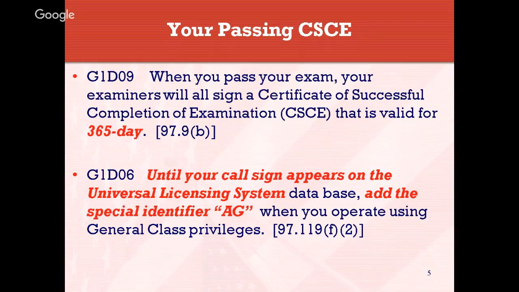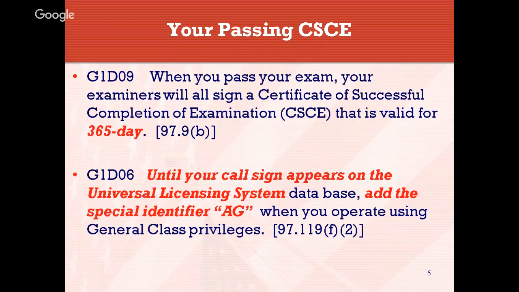Again, this follows along in your book. It's a tremendous help if you follow along with this in your book, because the answers are going to be right there anyway. So anyhow, when you pass your exam, your examiners will all sign a certificate of successful completion of examination, or the CSCE, and it's valid for 365 days. Remember that. It's valid for 1 year, okay? You'll understand that a little bit as we go on here.